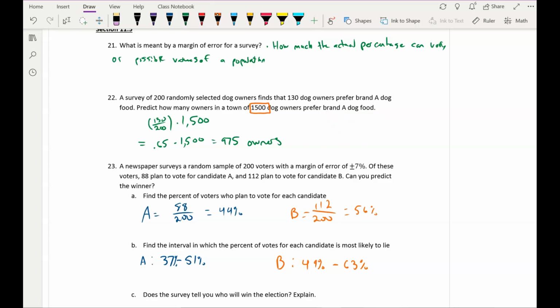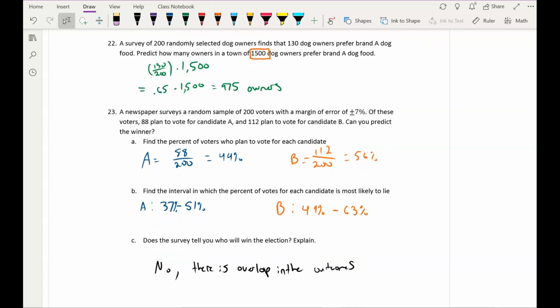So basically we take this idea of a margin of error. It's just how much a survey could fluctuate. So in example 23, a newspaper surveys a random sample of 200 voters with a margin of error of plus or minus 7%. Of these voters, 88 plan to vote for candidate A and 112 plan to vote for candidate B. Can you predict the winner?